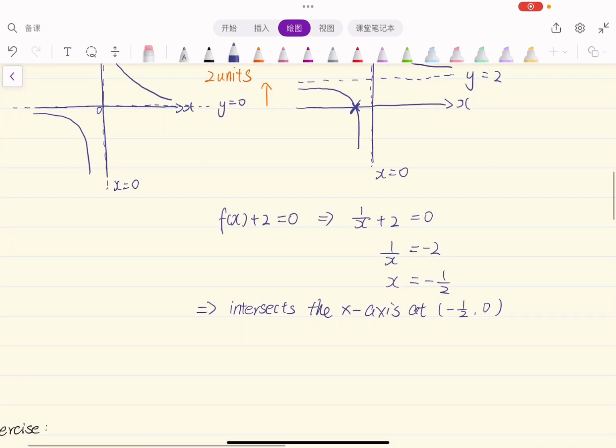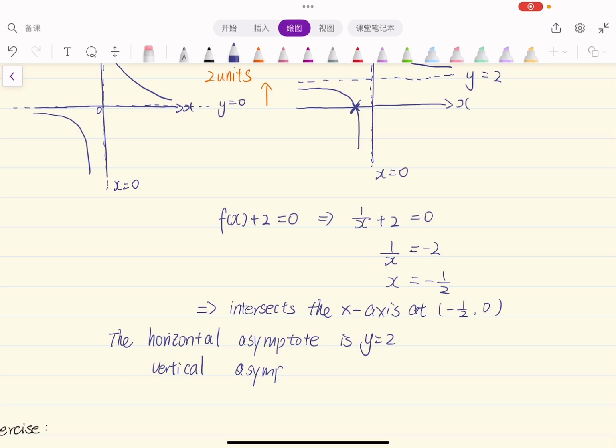And don't forget to state the asymptotes. So the horizontal asymptote is y equals 2, and the vertical asymptote is x equals 0.